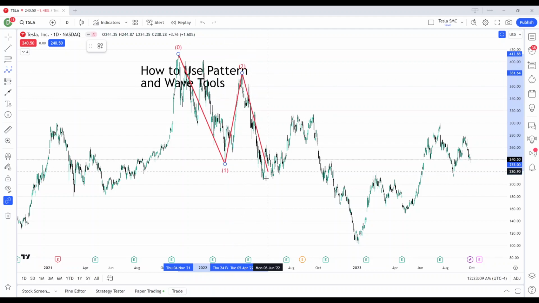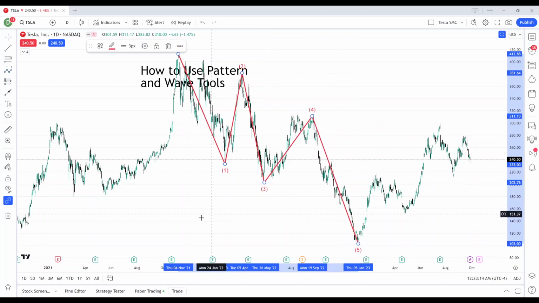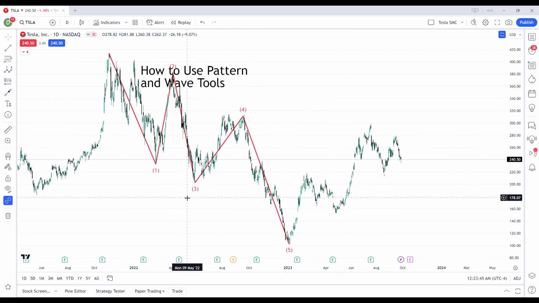2 is a deep correction. 3, 4, and 5. Okay, so it's a little bit sloppy. It's not the cleanest wave count as far as how you kind of want structure to look in wave counts, but it is a 1, 2, right? 1 being in the direction of the trend, 2 being against the direction, 3 being with the direction of the trend, 4 being against, and 5 being with the direction of the trend. Okay, so we could say that that's a possibility of what's going on here.